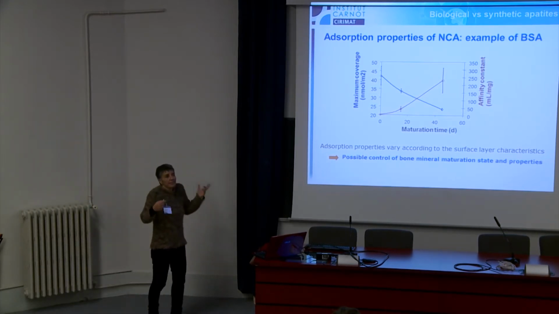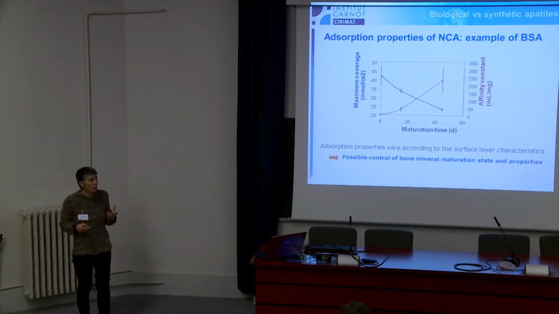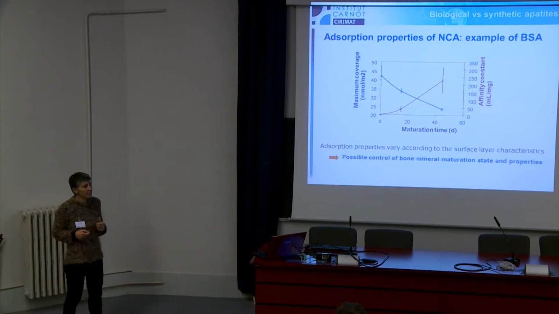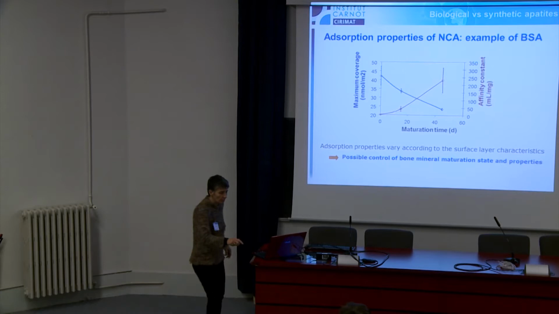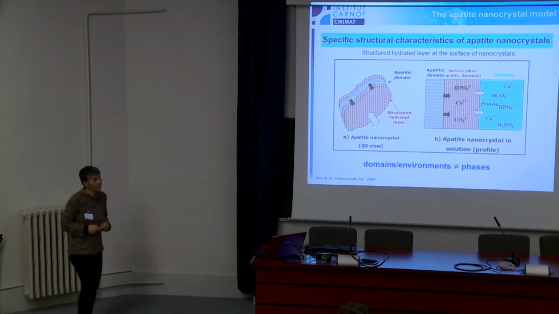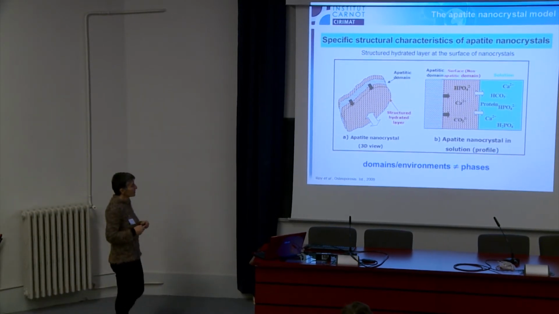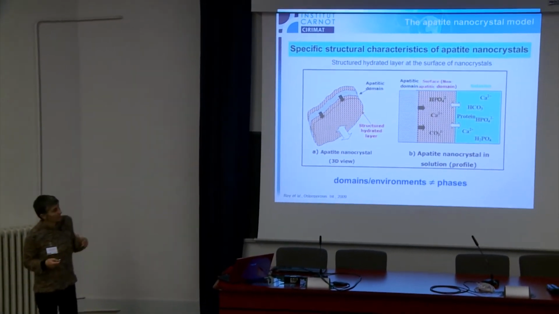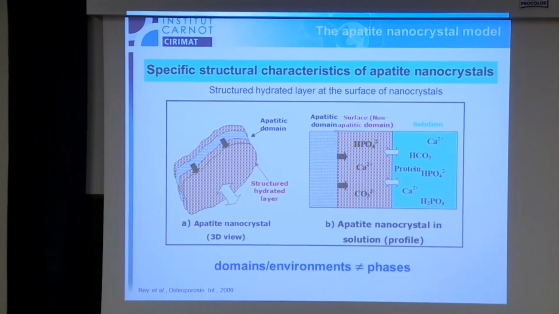And these results can suggest that there is a possible control of bone mineral maturation state and property of this surface layer. So depending on the extent of the surface layer upon aging, you can have a control of these properties. So all these results and studies allow us to propose a model for the apatite nanocrystals. So this is a model we proposed.